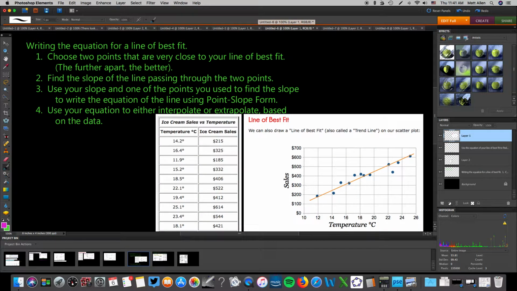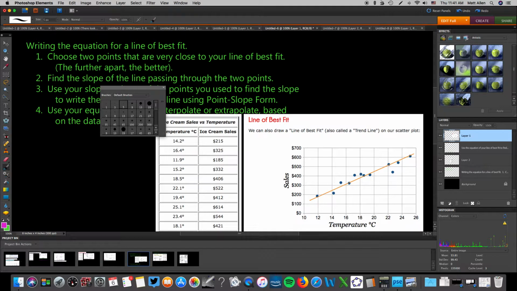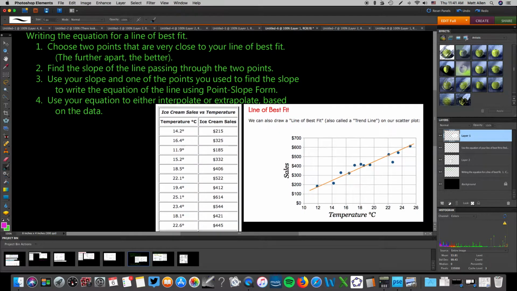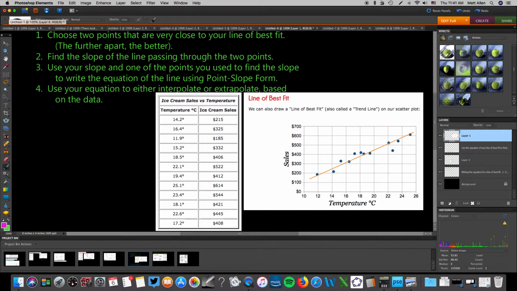In this slide, we're going to look at how we would write the equation for a line of best fit. I've broken this down into steps, but this is the same set of data and the same scatter plot that we already had. I'm going to use the line of best fit that was already provided on this screenshot. The first thing we want to do is choose 2 points that are very close to the line of best fit, and the further apart they are, the better.